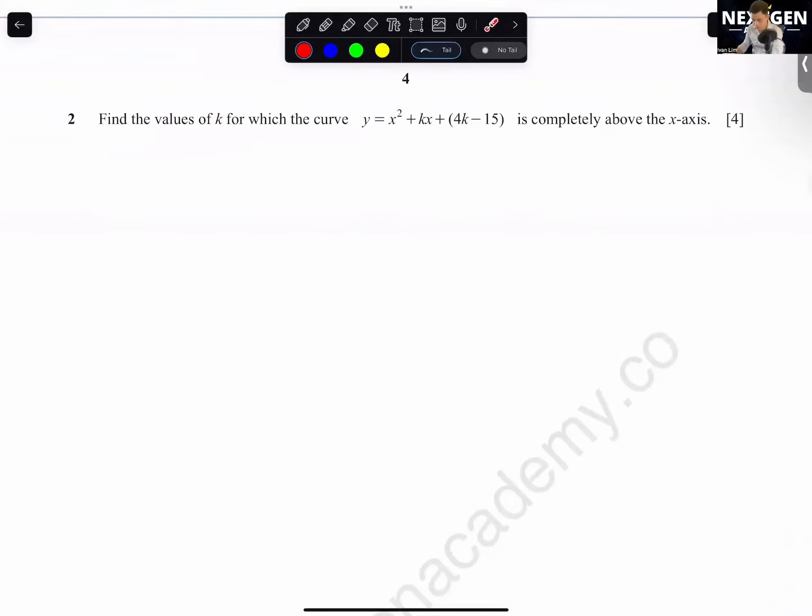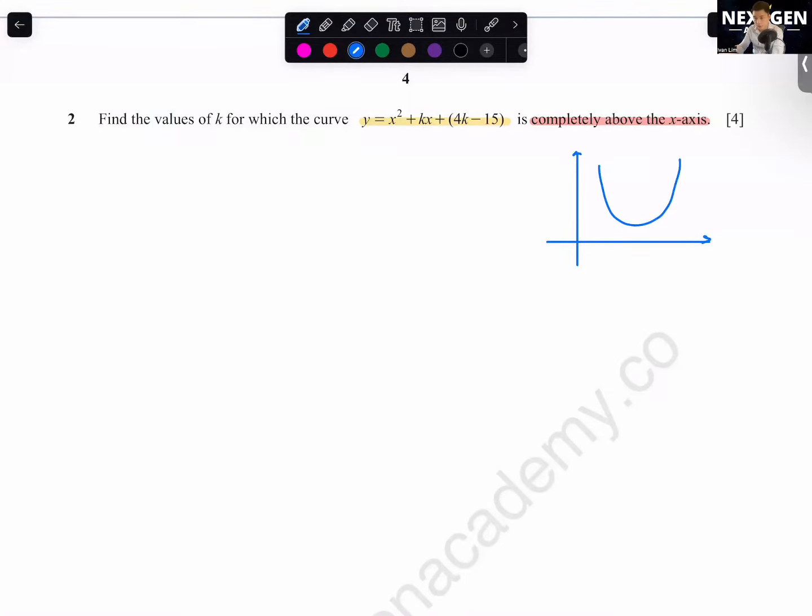Okay, number two, find the values of k for which the curve y equals x squared plus kx plus 4k minus 15 is completely above the x-axis. What is completely above the x-axis? Means it doesn't touch, right? Okay, if you got x-axis like this, you have a graph like that. Not touching. So what is this? This means no real roots. No real roots means your discriminant is less than 0. Okay, so we need to substitute into b squared minus 4ac less than 0.